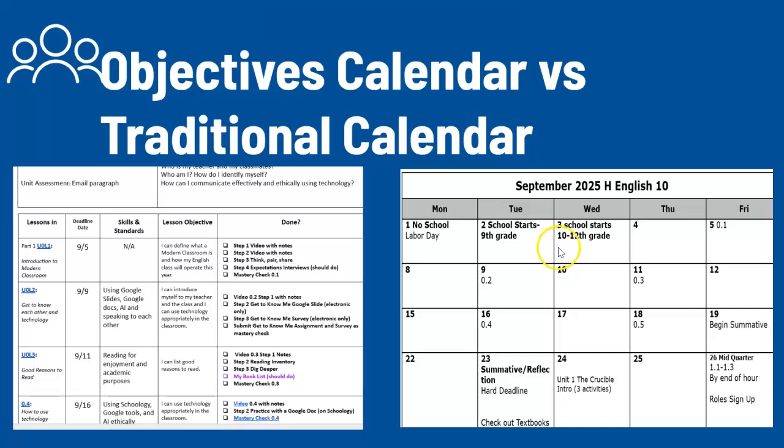So as you look at the traditional one, it has some of the big dates, if we'd have any vacation days or big events, and also what you have for your deadlines for each of the tasks within this unit before the summative. Also, some things will be added to this traditional calendar as they come up.